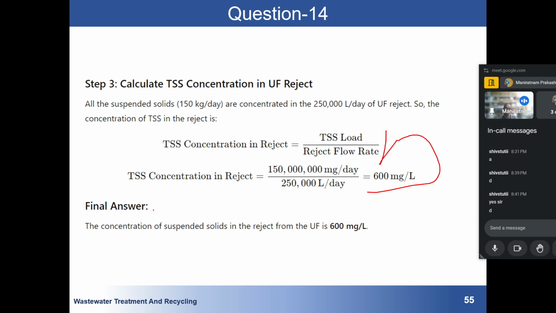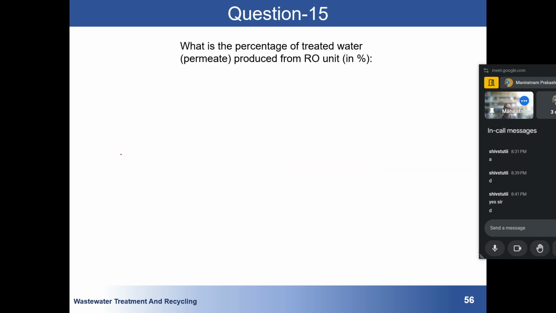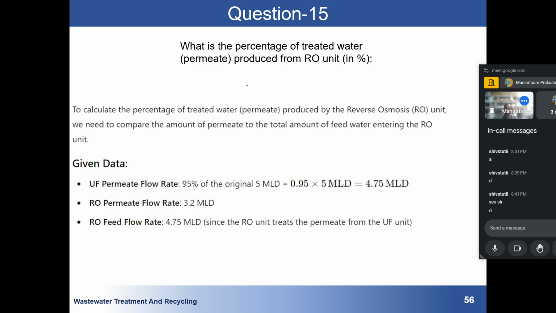I hope this is also clear to you. The final question is: what is the percentage of treated water produced from the RO unit? We have this data that the permeate flow rate is 95% of the original flow, and the RO permeate flow is 3.2 MLD.